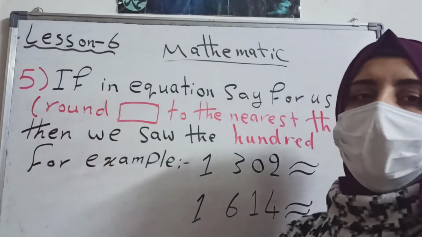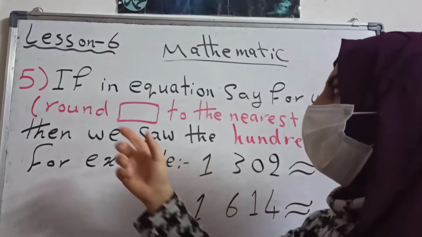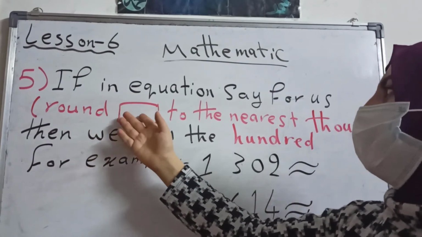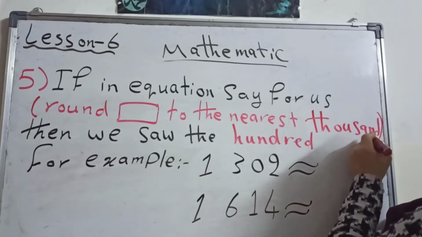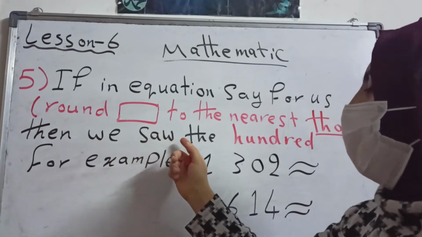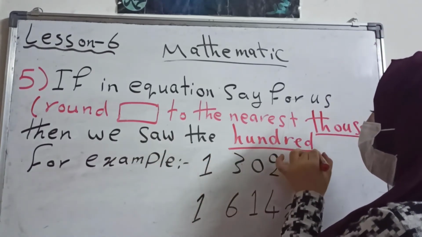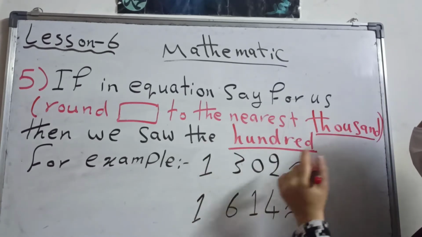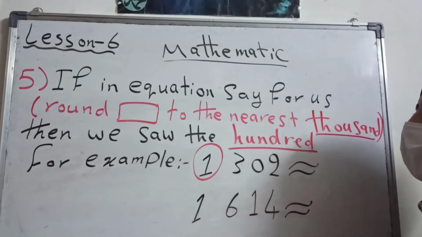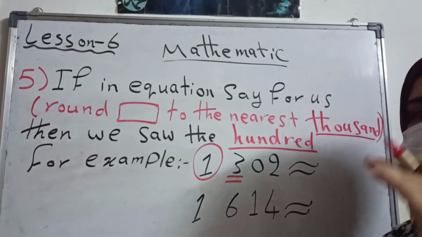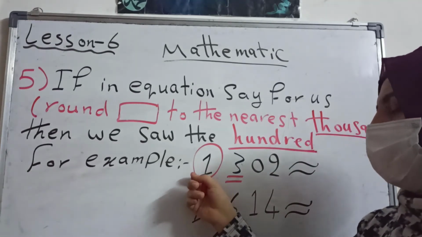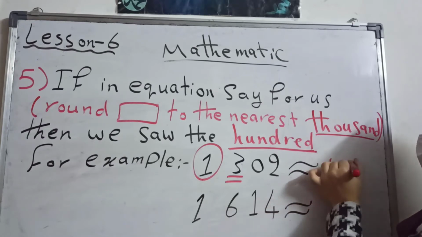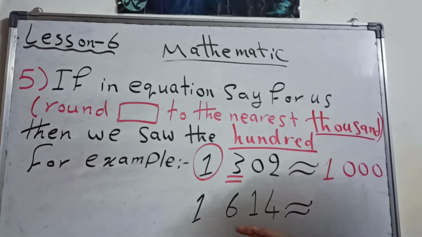Now, students, we explain point 5 in the notes. It's like point 4 and point 3, but there is some difference between them. If in the equations we are told to round the number to the nearest 1,000, then we look at the hundreds. For example, we round 1,302 to the nearest 1,000. We have 1 in the thousands, and in the hundreds we have 3. 3 is smaller than 5. Then we write this 1 in the thousands like itself without any changing. Then we write 1,000.